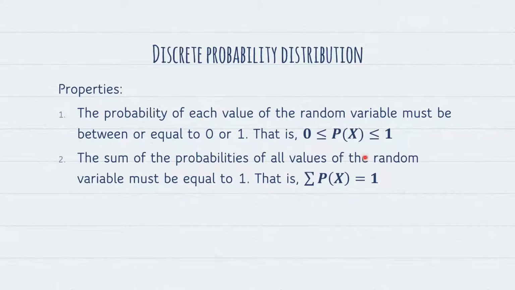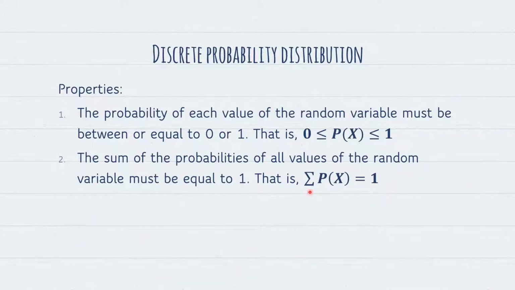Okay? Next, for the second property, the sum of the probabilities of all values of the random variable must be equal to 1, or in percentage, this is 100% probability. So, if you add all the probabilities of every value of the random variable x, the sum should be equal to 1.